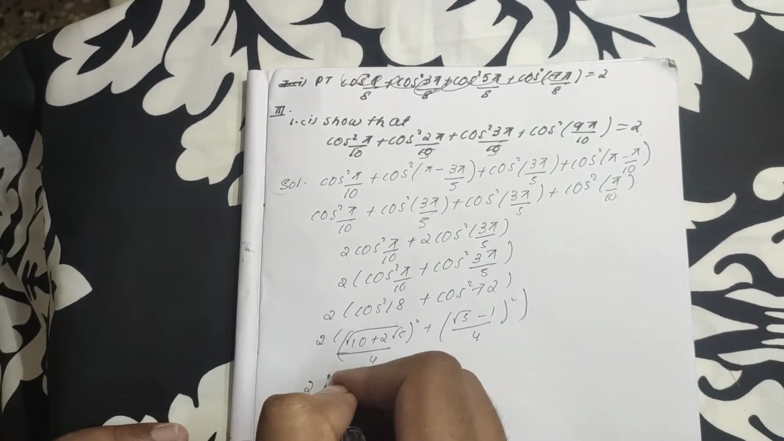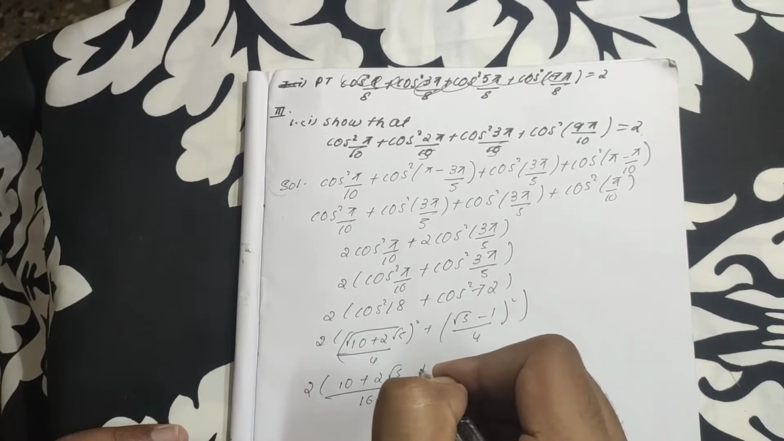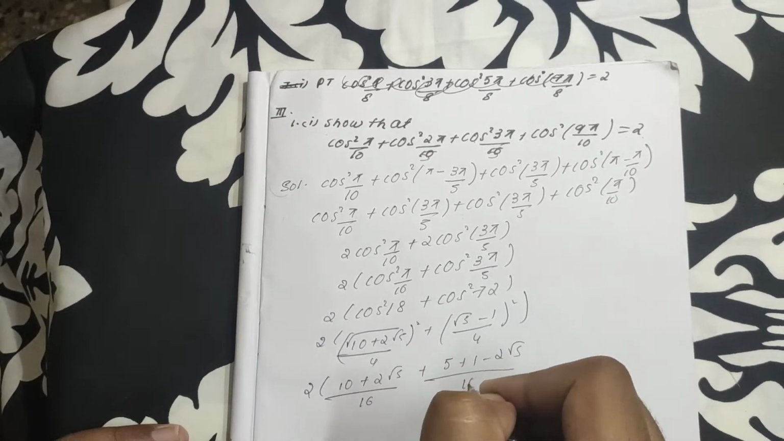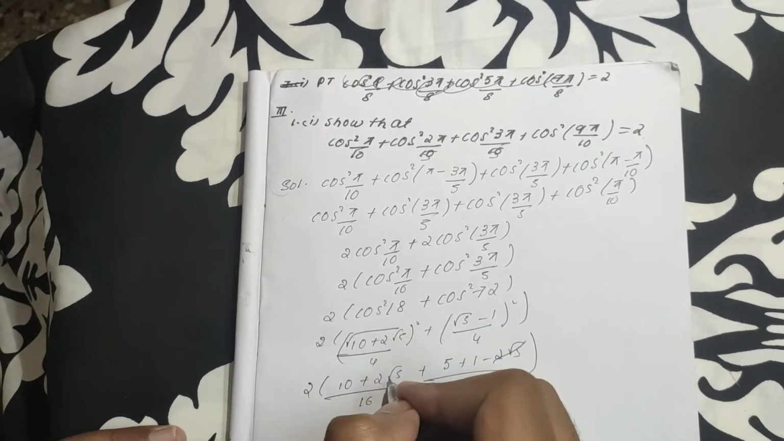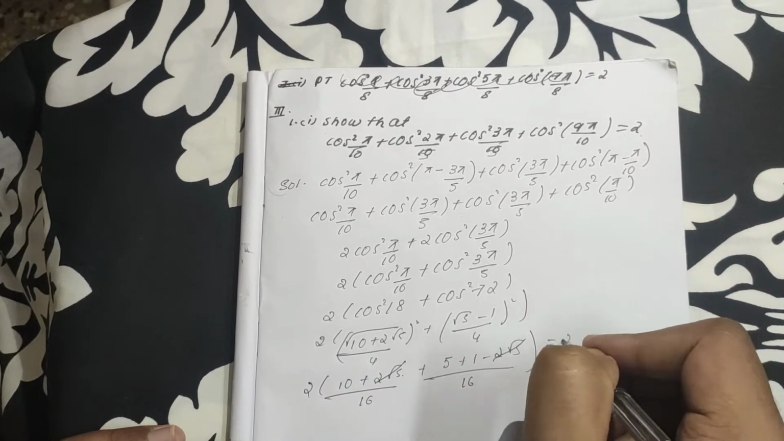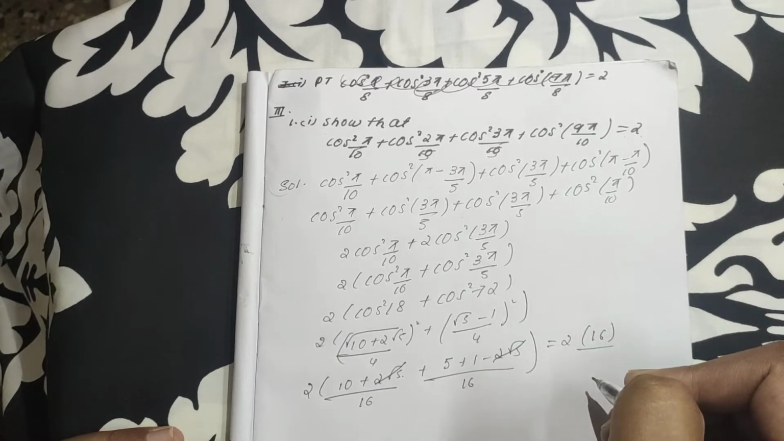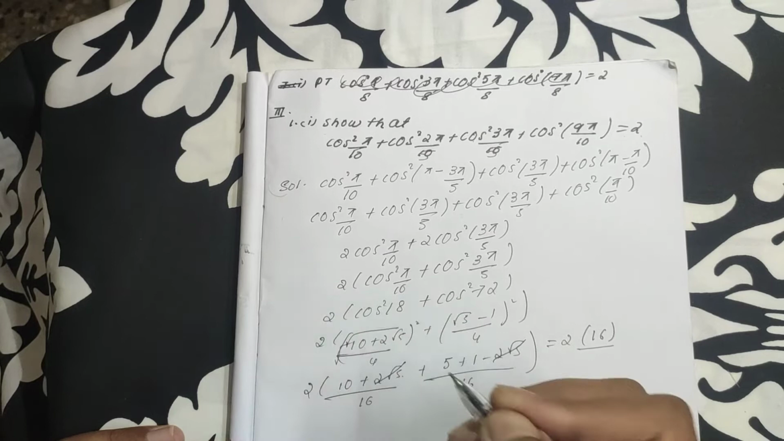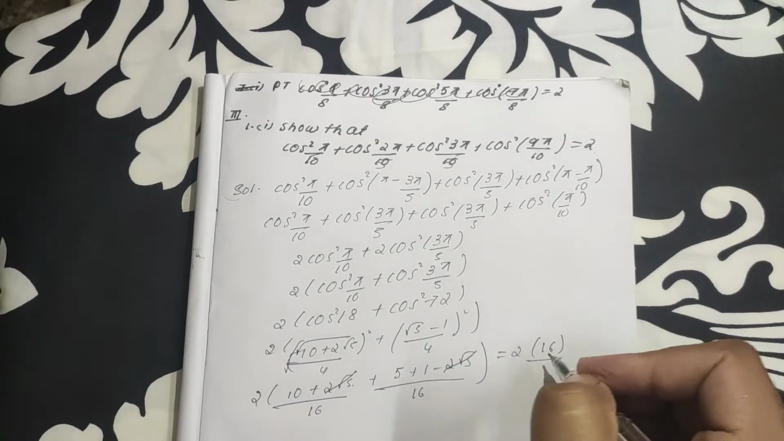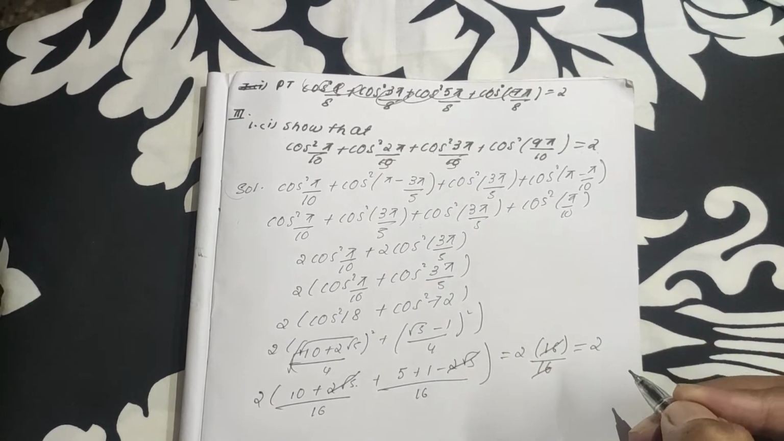square. This is 10 plus 2 root 5 by 16 plus 5 plus 1 minus 2 root 5 by 16. Plus 2 root 5 and minus 2 root 5 get cancelled. So this is 2 into 16 by 16, so 16 and 16 get cancelled. So the answer is 2. Thus proved.